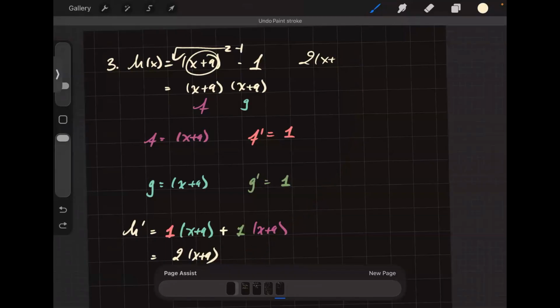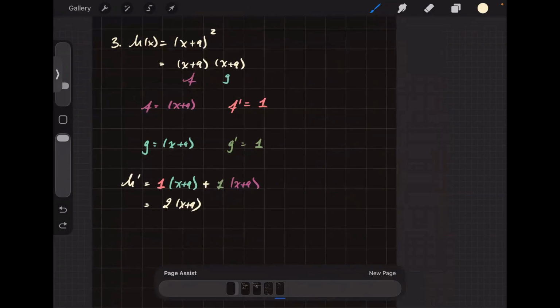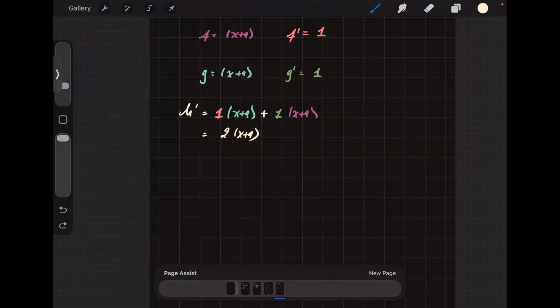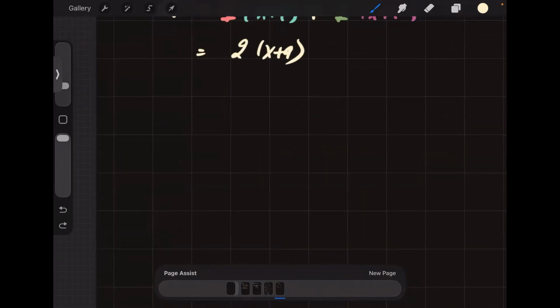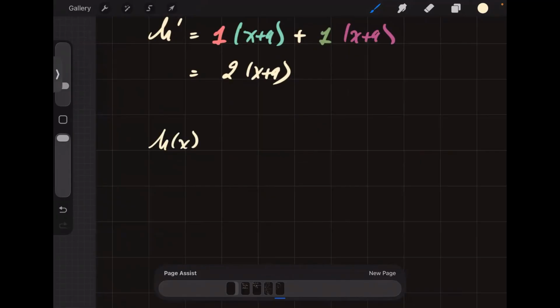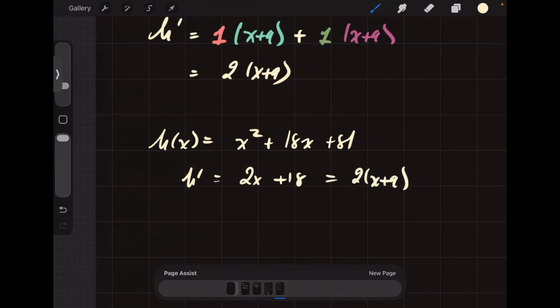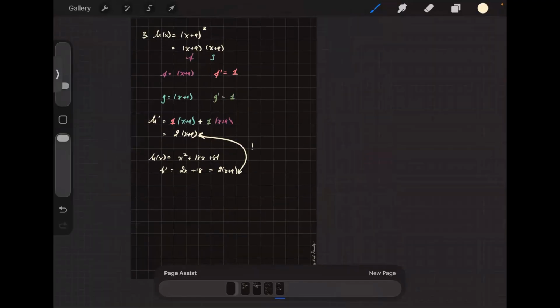Or if you want to be pedantic, you can also technically FOIL it. Would I recommend it? For this one, I mean, yeah, I don't care. It's easy enough, but I'm going to give you harder ones so you can't FOIL it. Okay, but if you were to FOIL it, you know that h of x is going to equal x squared plus 18x plus 81, which means h prime is going to equal 2x plus 18, which if you factor it, gives you 2 times x plus 9, which equals. Okay. Many, many different ways to do these problems.